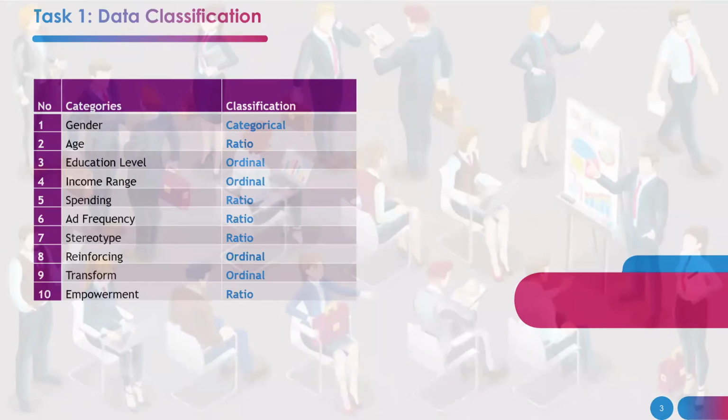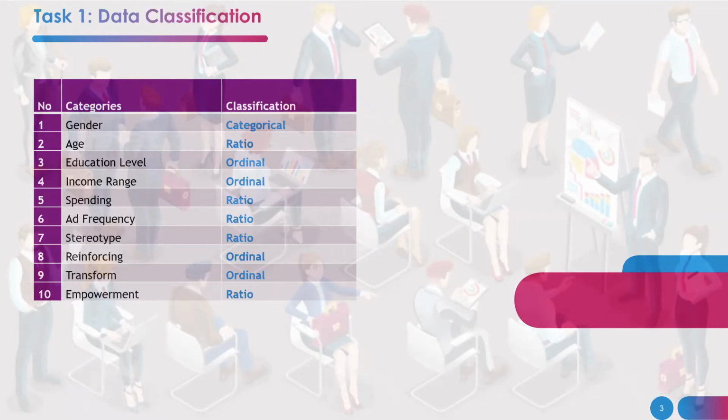So the first one you see, which is just gender, is the only category classified as categorical. Categorical means that this data can be sorted into categories according to specified characteristics, like male and female. And then the next one would be ratio. As you can see, age, spending, ad frequency, stereotype, and empowerment. These are continuous and have a natural 0 value, which is found in an Excel sheet. These are classified as numbers and have a value to them.